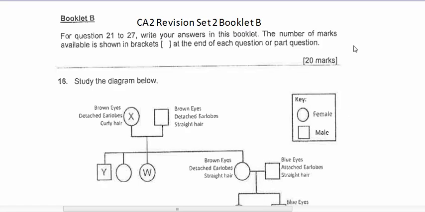Hello everyone, we are going to do CA2 Revision Set 2, Booklet B. Let's look at question 16.